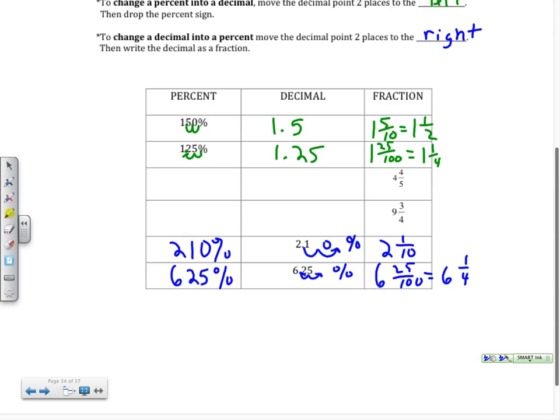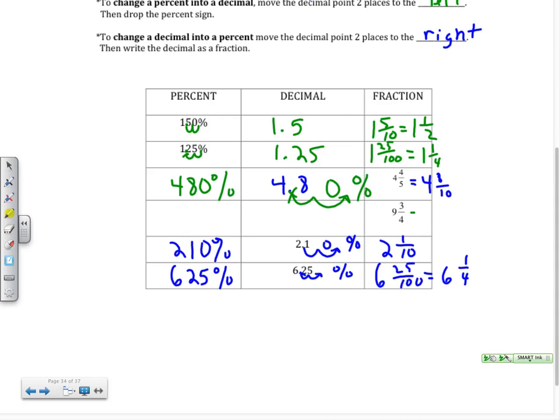Look at these fractions. If I know how to write this in tenths, I could go ahead and rewrite that as 4 and 8 tenths, write it as my decimal, and again, do the same procedure. Take my decimal, move it 2 places to the right, add a percent sign and a 0. Get rid of that decimal. So 4.8 is 480%.